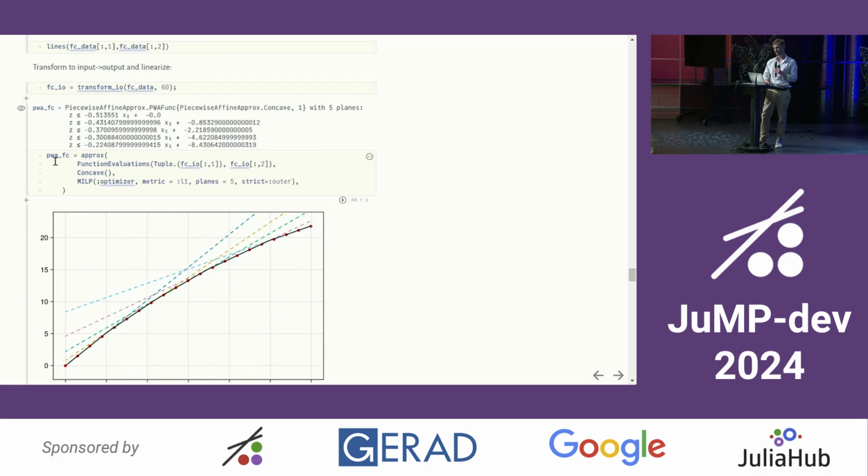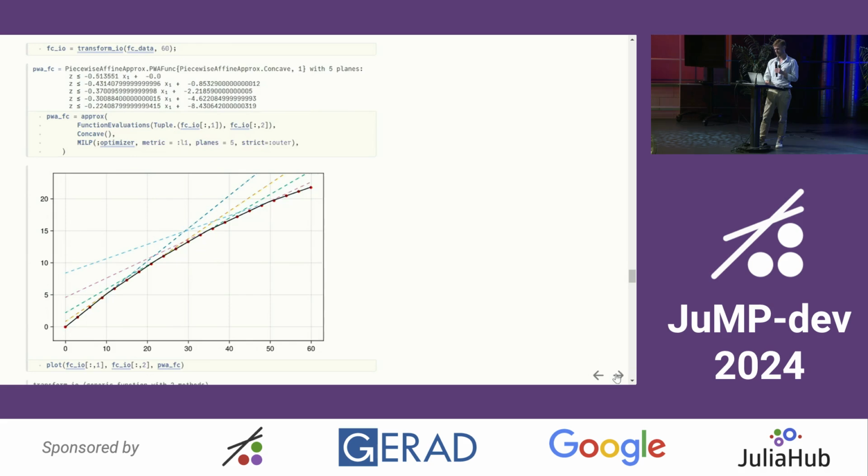Then we compute the approximation like this, and we get a nice piecewise affine approximation that you can include in the model. We actually have some utility functions also to directly add the constraints to the model. So this illustrates how nice it is that you can do everything in Julia and just combine different packages.